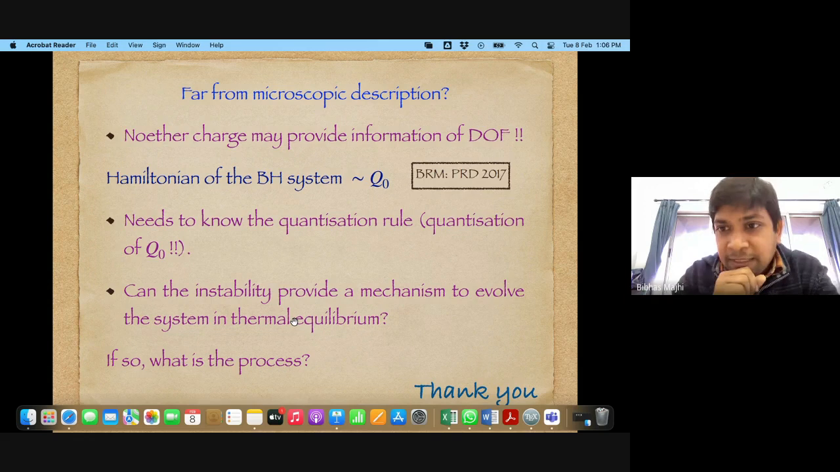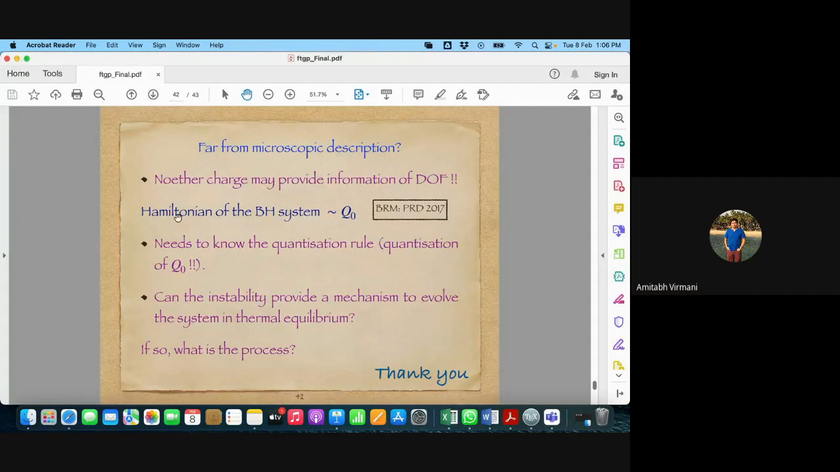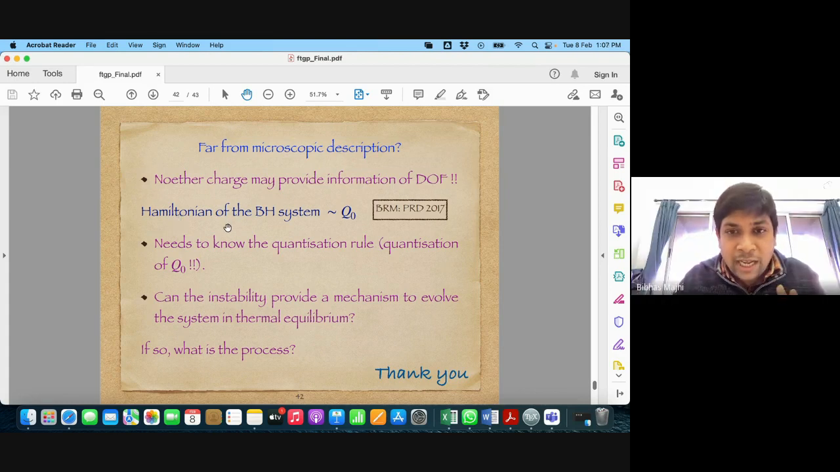What is the interpretation? Do you have a physical interpretation of this Q0, what this Q0 is measuring? Okay, right now I don't have much idea about this Q0. I'm trying to understand, but what I have been able to show is that you can relate this Q0 with the surface term of the gravitational action, like the derivative of the gamma term of the action. So that's why I'm saying it's a Hamiltonian of the black hole system, probably you can call this Q0.